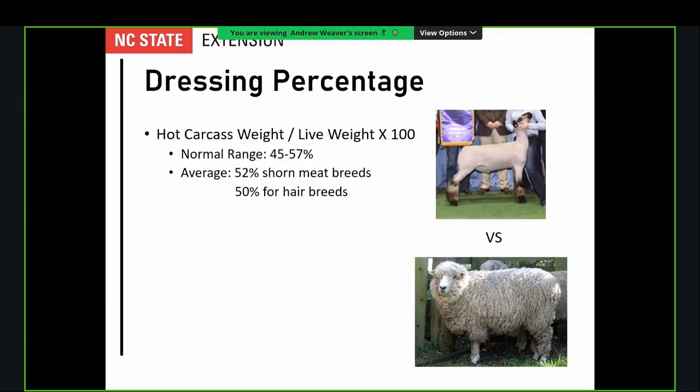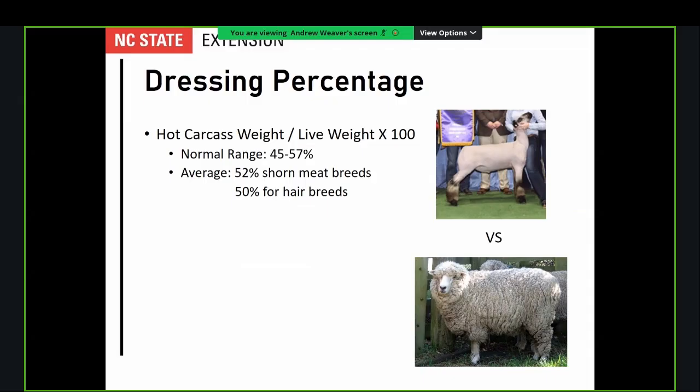And so we calculate dressing percentage as simply the hot carcass weight relative to the live weight, multiplied by 100 to get it to a percentage. Normal range is about 45 to 57%. And there are a lot of factors that are going to impact what this dressing percentage is. So, average, probably a little over 50% for sheep that are shorn, short fleeced, meat breed, meat type animals. It's probably closer to 49 or 50% for a lot of our hair sheep.